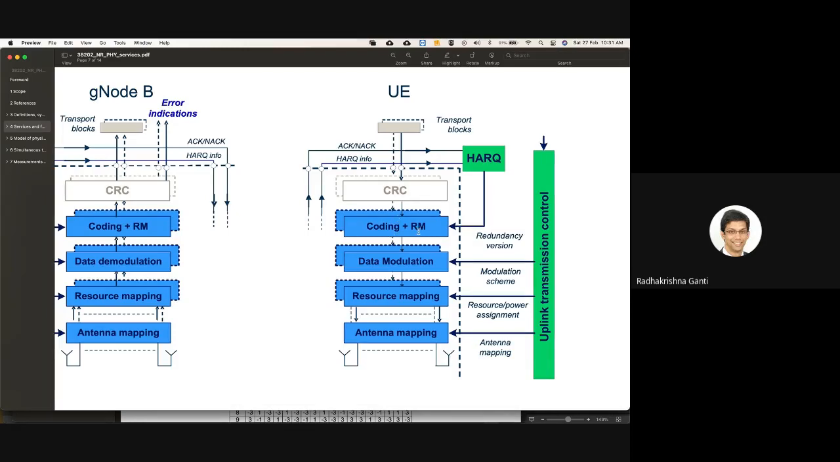Okay. Then you do coding and rate matching. Then you do data modulation, which is mapping to the constellation points. Then you do resource mapping, where you put it in the time frequency grid. And afterwards, they say antenna mapping. There is IA50 and other things in between. Generally they don't talk about all that.